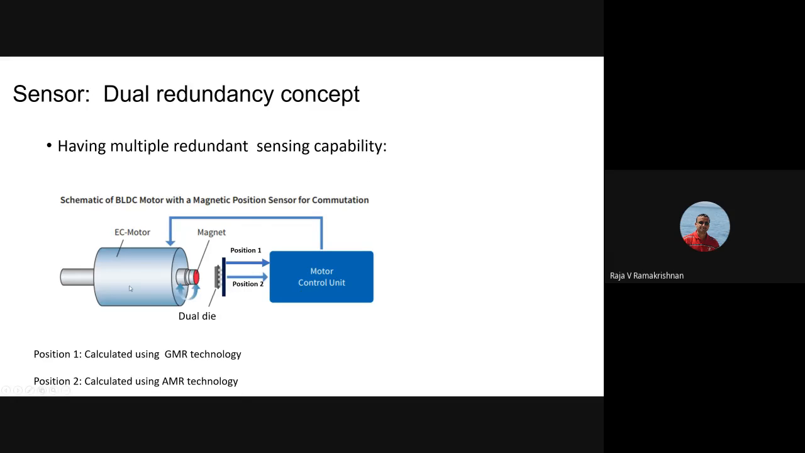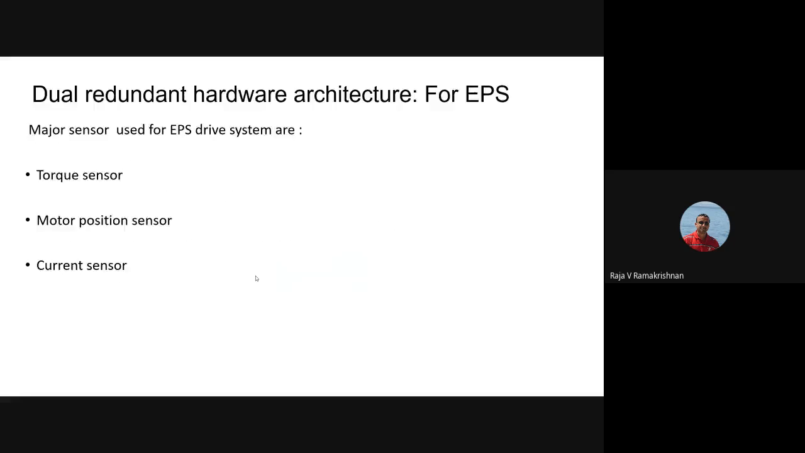Take an example for a motor position system. You have a motor position sensor and a magnet which will assess the rotor position. This chip is going to basically read the magnetic field and understand where the motor position is. Now, this chip has two technologies inside. Position one is basically calculated using something called GMR technology. Position two is something called AMR technology. So you can see that a controller receives two positions, which sense the same rotor position, but with two different technologies. That means we get what we call diverse redundancy here.